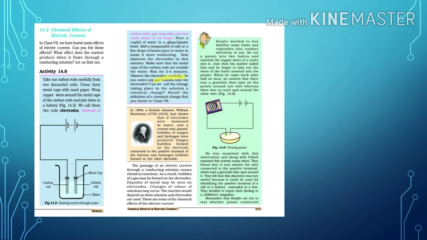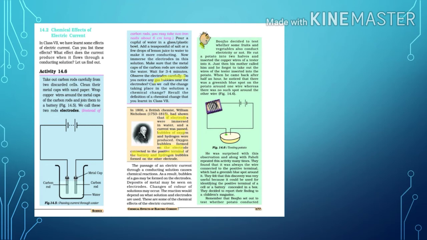In 1800, a British chemist immersed electrodes in water and passed current through it. Then what happens? He observed bubbles of oxygen and hydrogen. They were produced. The oxygen bubbles formed on the electrode connected to the positive terminal.